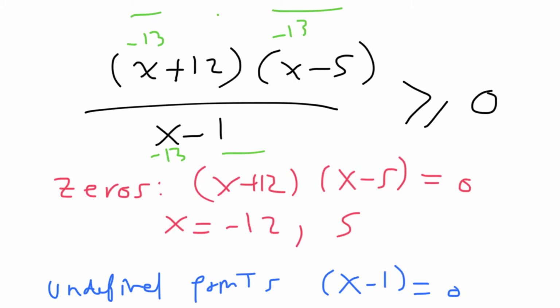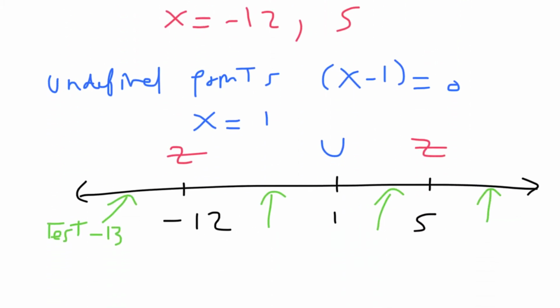So that means this region here is negative. Same thing, you continue. Make a small test here with a value between -12 and 1, which I choose as 0, for example.